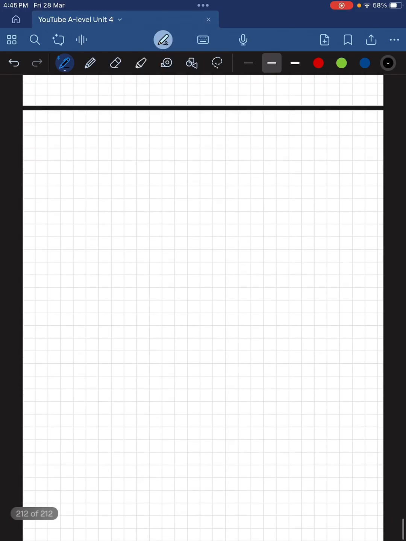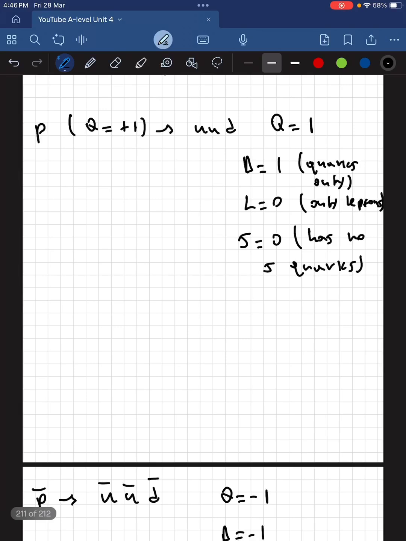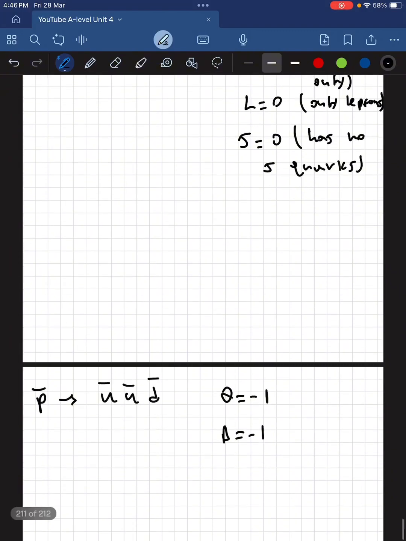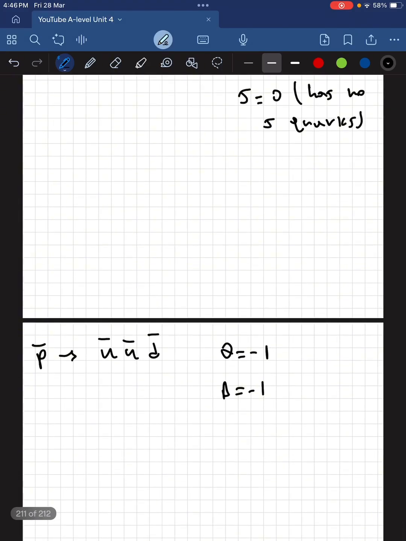Now let's build the antiproton. We use this bar on top of P. So we need the 3 antiquarks now, okay? So U bar, U bar, D bar, charge is -1. The baryon number is -1 now. Remember, this is something we haven't talked about, but particles and antiparticles have exactly opposite numbers. So you see how the charge of the proton is 1, for the antiproton it's -1. The baryon number is 1 for the proton, so it's -1 for the antiproton. Now the lepton number and the strangeness are 0 for the proton. It's the same for the antiproton, since the antiproton obviously has no leptons and no strange quarks, okay?